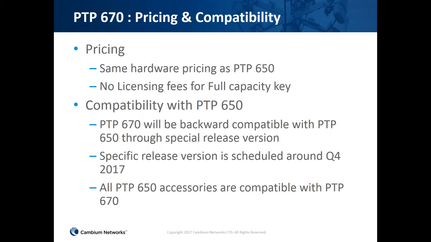You can ideally have one end of the radio as a 650, and the other end as a 670 which has the 650 software, and they should still be able to talk to each other, no problem at all. The special release is scheduled for Q4, but we're trying to pull it in a little earlier based on the demand that we have. We are trying to get it at the start of Q4, but push it a little earlier to be available in September, and we'll keep you updated on that.